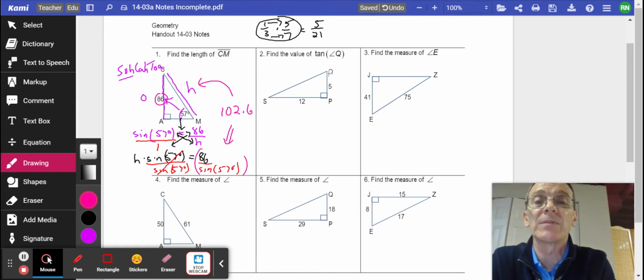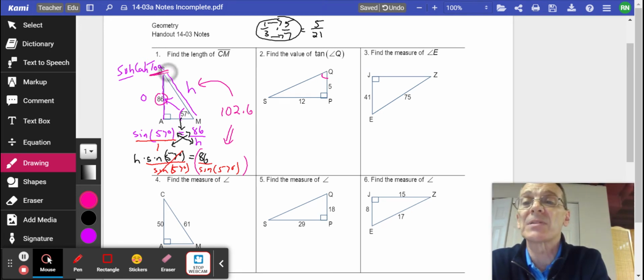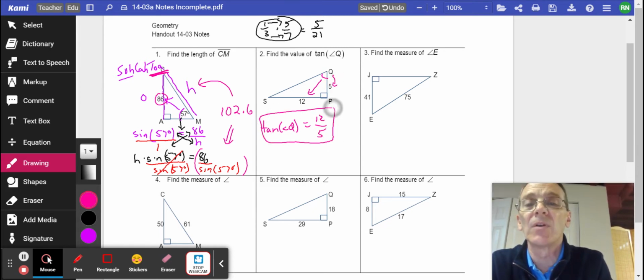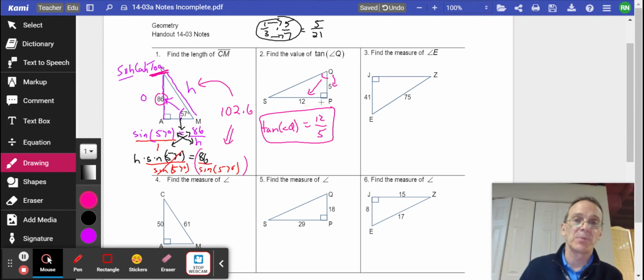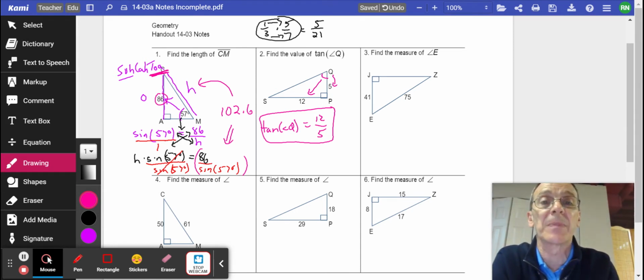Number 2, the value of the tangent of angle Q. From SOHCAHTOA, tangent is opposite over adjacent. Tangent of angle Q equals the opposite, which is 12, over the adjacent, which is 5. End of problem. No algebra to do, no button pushing, no nothing. Don't change that 12/5 into a decimal. It's a waste of your time.